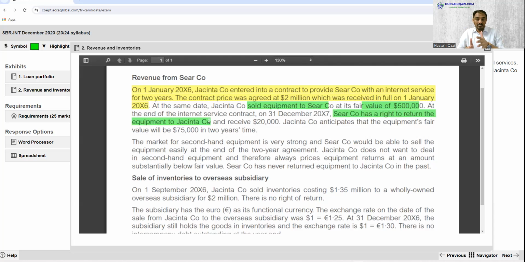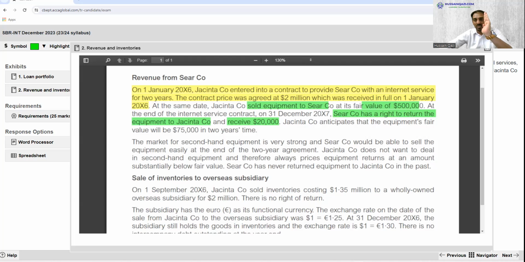So if the buyer has a right to return the equipment to the seller, that means here Jacinta, the seller, has an obligation to buy back. So Jacinta sells equipment to Share, the buyer, and also provides a put option. So Share, the buyer, is a put option holder as well. Share has a right to return the equipment to Jacinta and receive 20,000. This is the exercise price, 20,000. So be clear that we are Jacinta company, the seller and the writer of the put option.